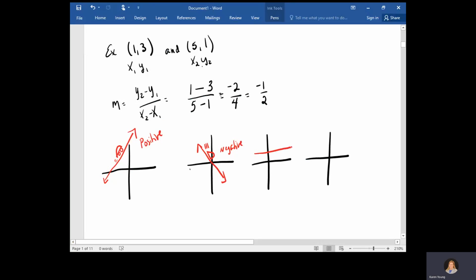Then we have a horizontal slope. My car's just sitting still. It's not going to go anywhere because it's on level ground. This is a horizontal line, and it has a slope of 0. And then you have a vertical, which your car just kind of falls off of. This has a slope that's undefined.